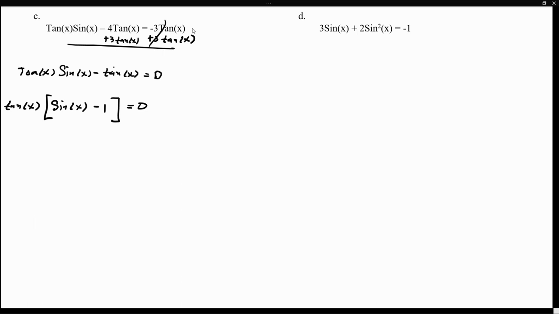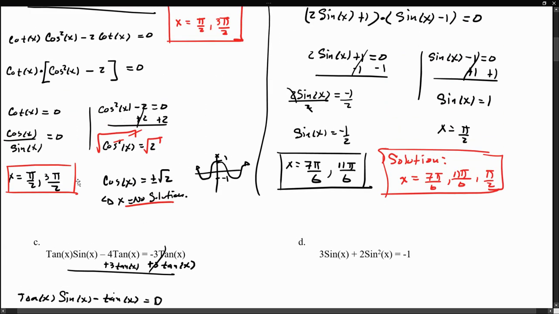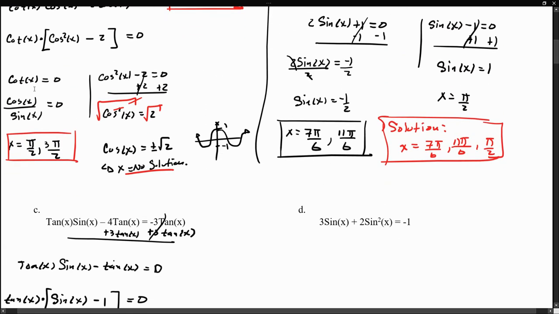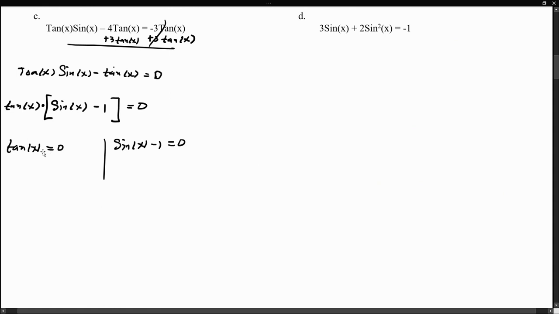So now that we have it in this form, we can just solve each equation individually, because remember that's multiplication. So we have the tangent of x is equal to 0, and we also have the sine of x minus 1 is equal to 0. But notice that this expression, we have solved it a couple times before. We even did it on the first problem. Oh no, sorry, that's cotangent. Sorry, my bad. Let's actually come back to here.